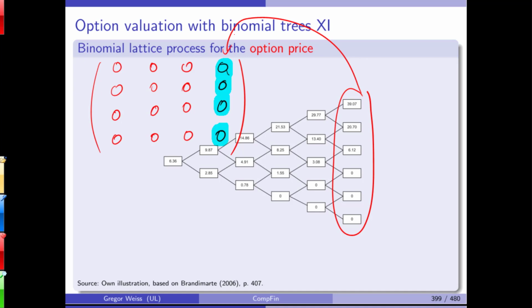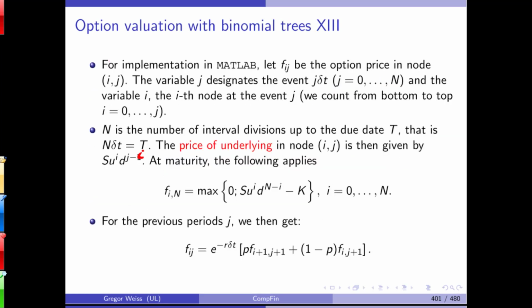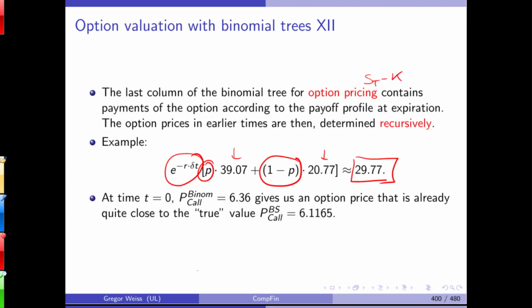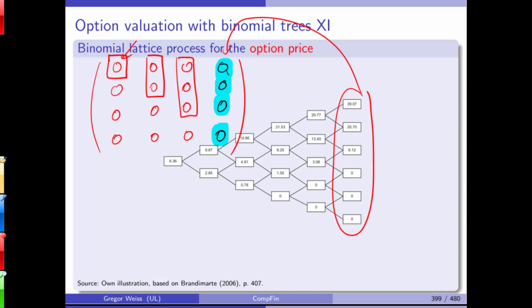And what do we do next? Well, we do the same we did here on this slide. We now calculate these 3 and these 2 and this one. And what is the option price today? Well, the value in the lattice, in the matrix at 1, 1. So this is here. That's C0. This here is your price.